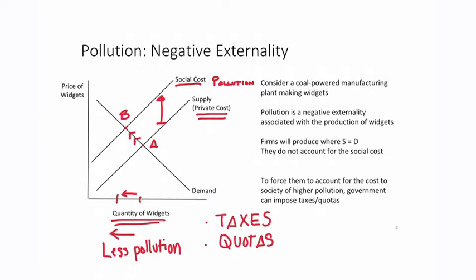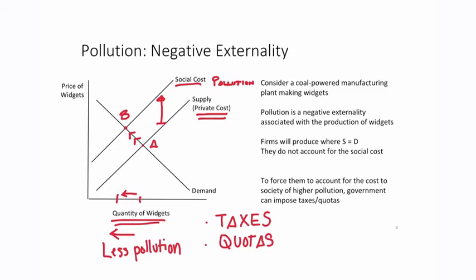So with negative externalities, the government tries to force the firm to take into account the social costs through regulations such as taxation and quotas, so that they add to the private costs of the firm and try to bring the supply and demand outcome closer to what would be socially beneficial.